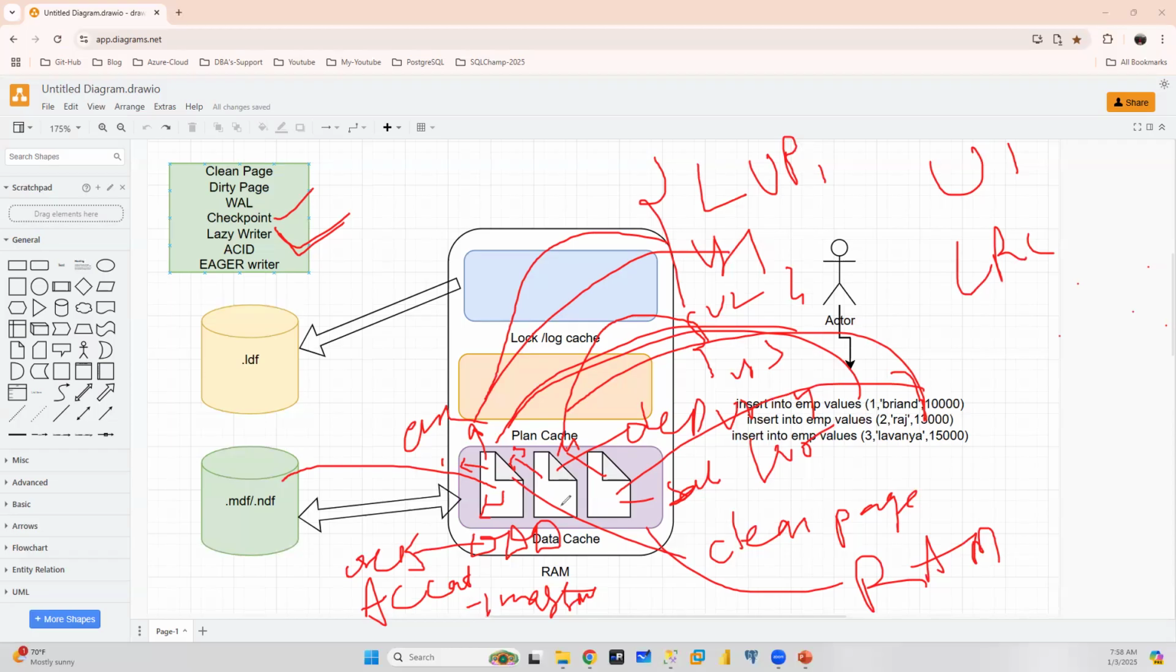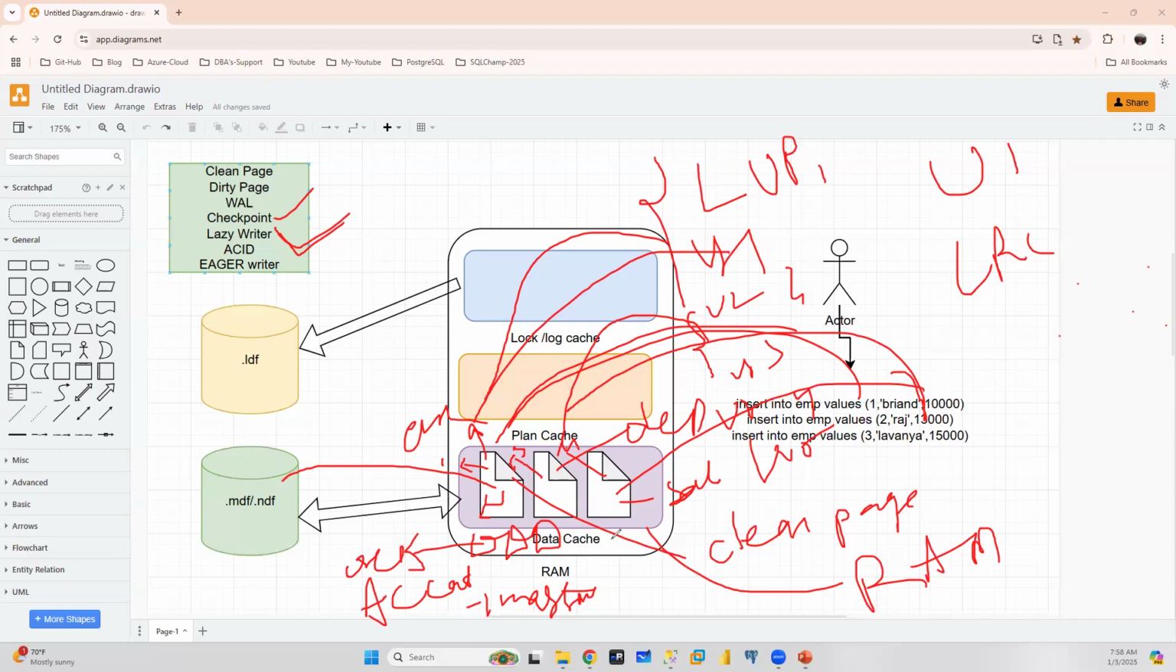How many pages will it flush? Until the lazy writer feels that RAM is healthy, it will keep flushing the pages from the cache. It's a background process. So whenever multiple users are accessing the pages in the buffer, internally something is happening. What is it? SQL is making a count and updating it in the page header.